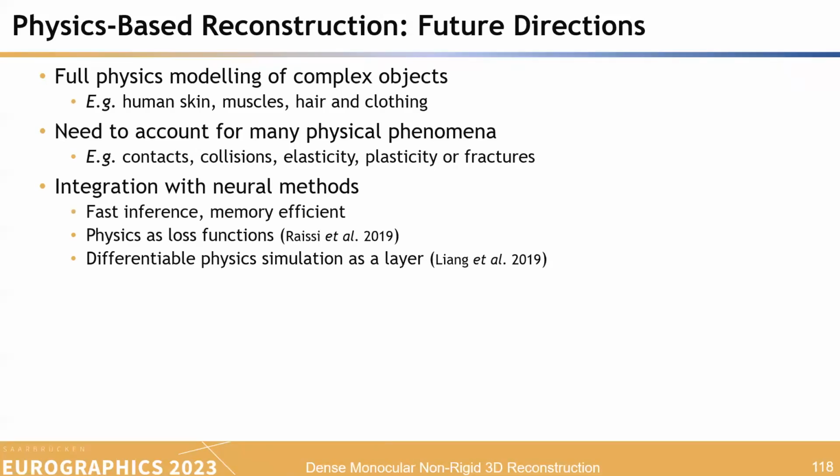And recently there has been interesting progress in combining physics with physics informed neural networks, which could use physics as loss functions. Having these neural networks aware of physics could really solve some of the computational issues, and achieve fast inference, and also bring memory efficiency. And another interesting direction is the use of differentiable physics simulation for the reconstruction task.